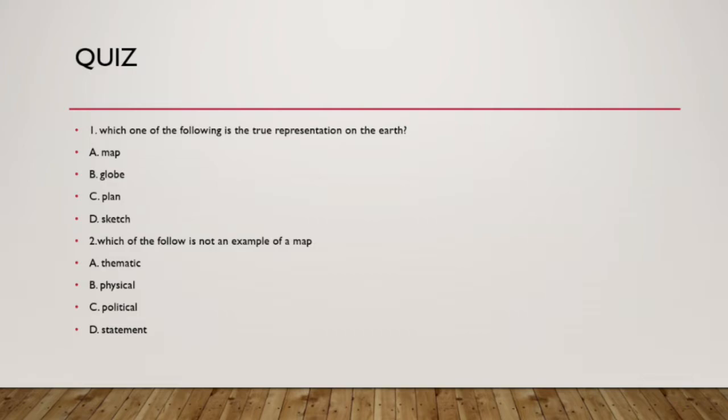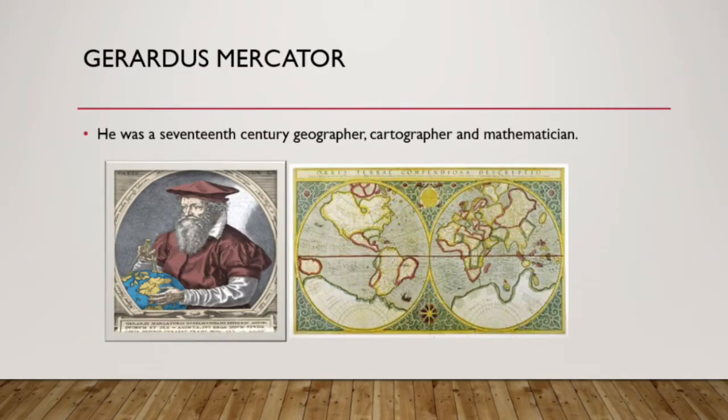Now we are going to discuss the famous people who were concerned in the introduction of maps. First one is Gerardus Mercator. He was a 17th century cartographer and mathematician. And here is the image of Gerardus. And also these are the maps which this mathematician introduced in the world in the 17th century.